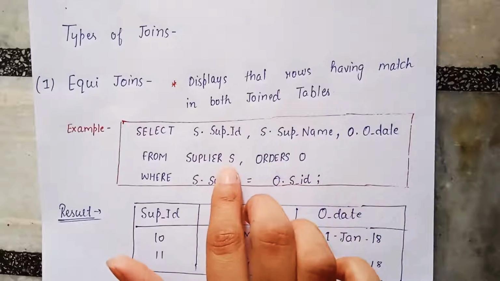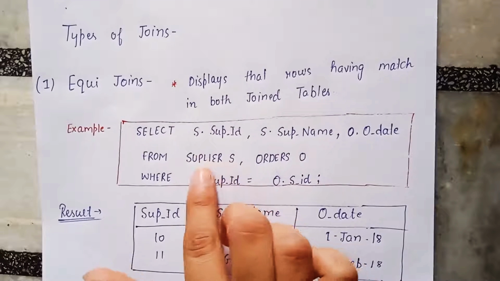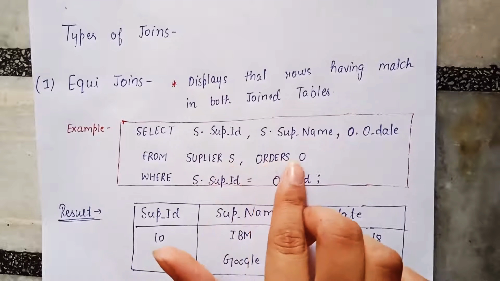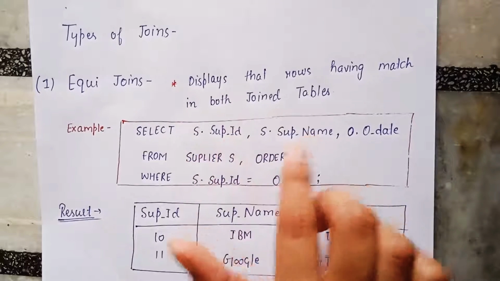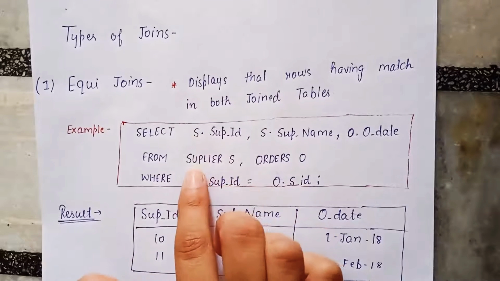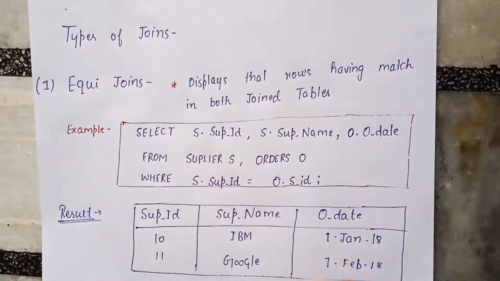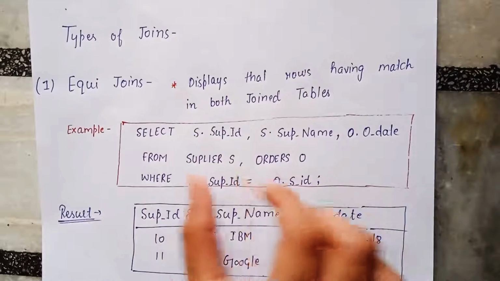We use objects of the table. Here we have created an object of the supplier table, that is S, and an object of the orders table, that is O. Now we are referring to all the attributes of these tables by using these objects. Although we can also write the full name, in order to provide more simplicity to the query, we create these objects.